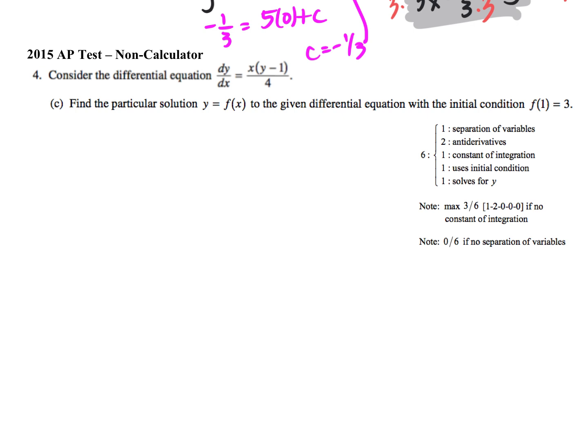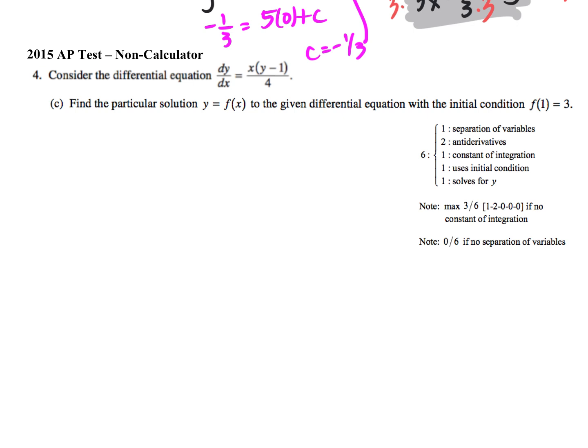What do you think we could do to separate our variables? It's x over 4 times y minus 1. Are you guys cool if we cross multiply? You're saying, I want to get that y minus 1 over here. So actually not cross multiplying at all. Let me take that back. Because then, oh my gosh, Laura. Oh my gosh, get out of here. If I cross multiplied, I'd get 4 dy equals y minus 1 dx. Right?